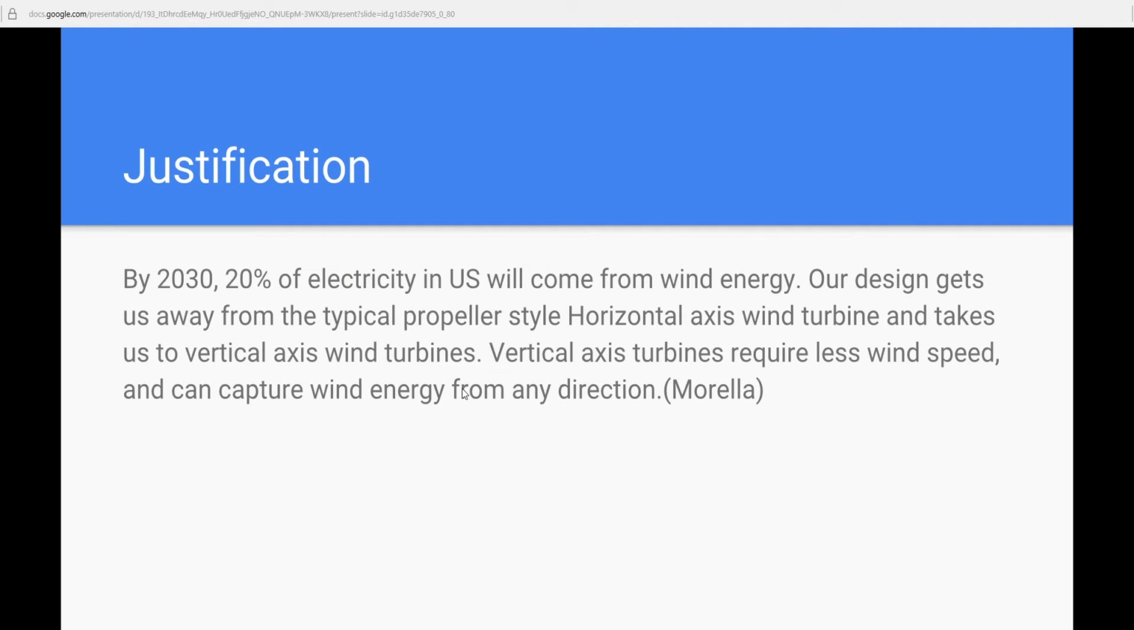And also the justification for this is just because the horizontal designs are kind of obsolete and they're inefficient. So the whole justification for us wanting to do wind is that by 2030, 20% of the U.S.'s electricity will be from wind energy. Some of these can generate just as much energy and be smaller. So this is our justification for wanting to do a vertical axis wind turbine.